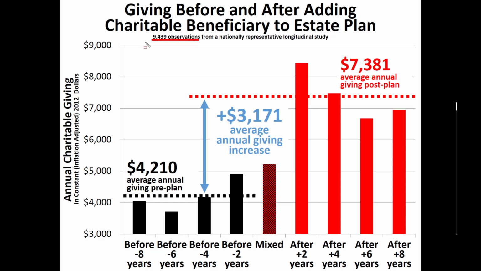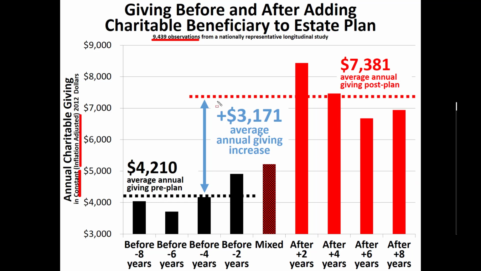Okay, this is these observations. So this is 9,439 person years. Total observations, total number of year observations. Shows us, and again, we're dealing with constant dollars here. So these are inflation adjusted dollars. It shows us for people who didn't have a charitable component and then they added a charitable component, what was their giving before they added that charitable estate component, and what was their giving after they added that charitable component?